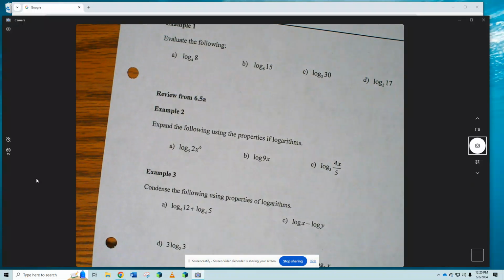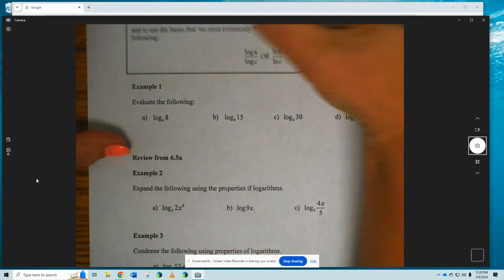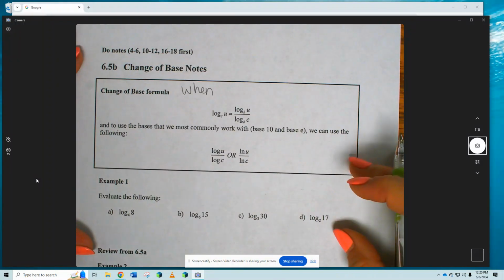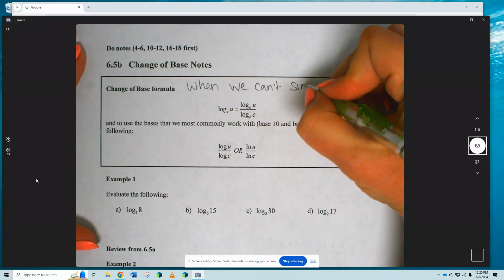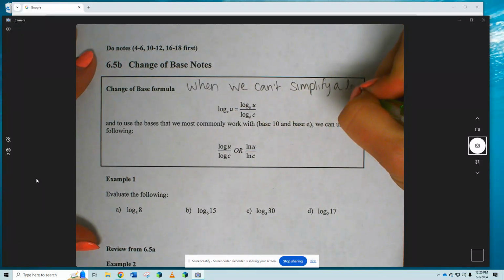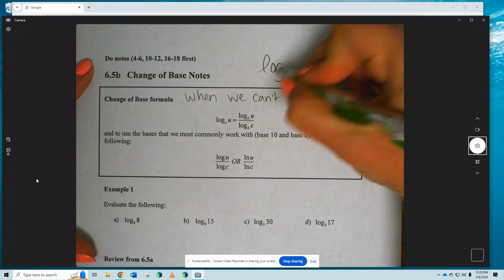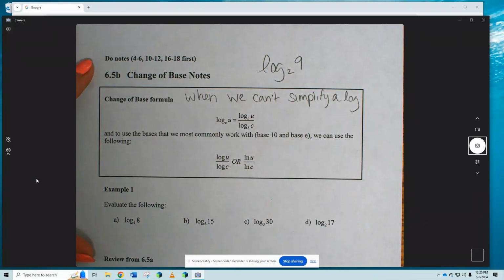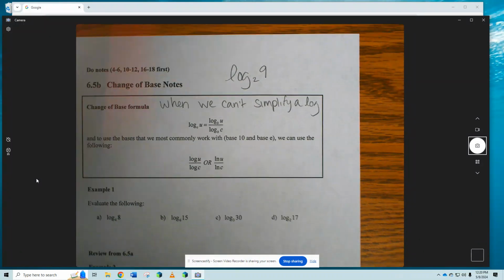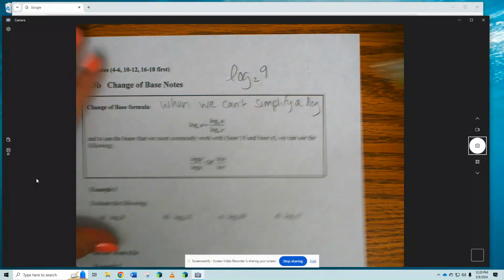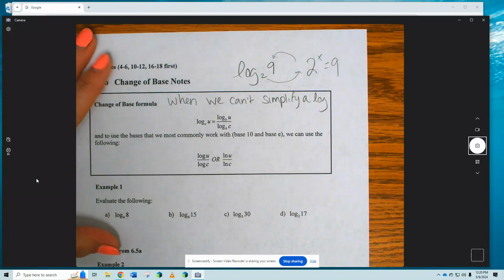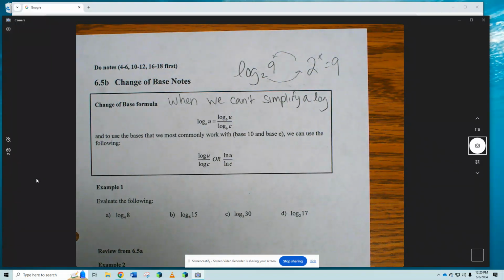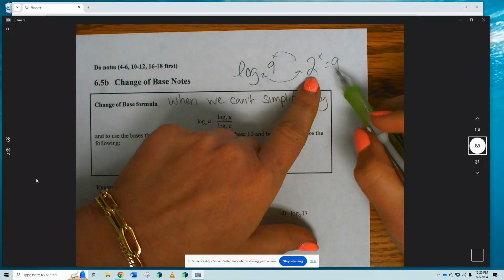Change of base is for when we can't simplify a log. So here we go. What if I gave you log base 2 of 9? You're like, okay, 2 to the what equals 9? 2 to the what equals 9? And you sit there and you're like, nothing. This is something you can't even solve, not even in a calculator.